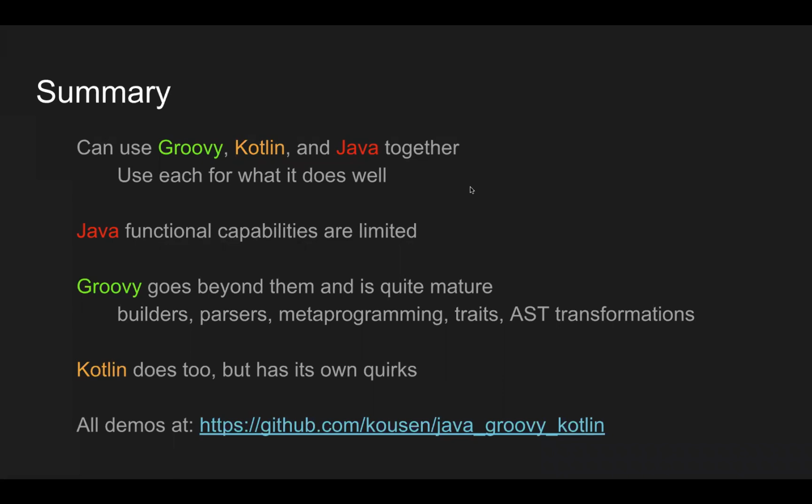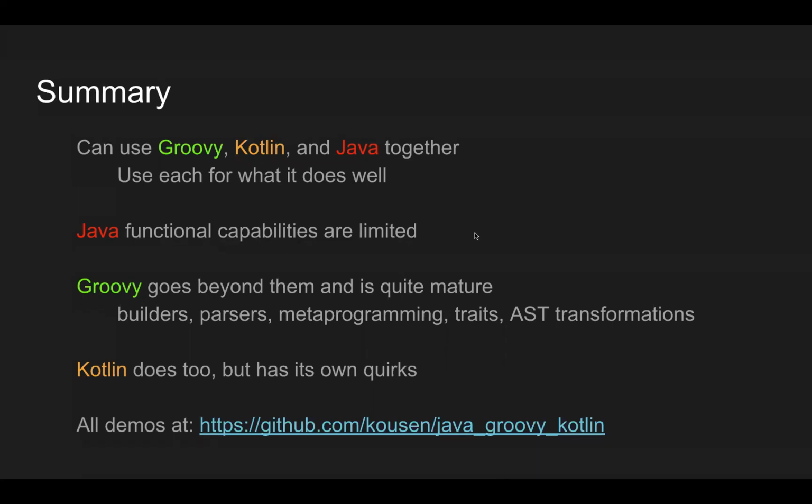Java's good for basic infrastructure and tools and libraries like Spring or Hibernate. And Groovy and Kotlin go beyond that to add additional functional features and AST transforms and, you know, the DSL capabilities and everything.